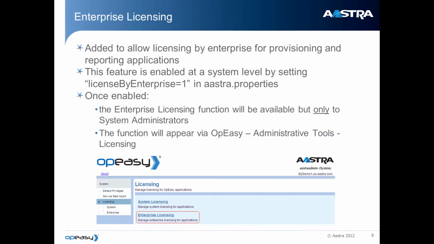Enterprise licensing. This is added to allow licensing by enterprise for provisioning and reporting applications. This feature is enabled at a system level by setting license by enterprise equal to a value of 1 within the astra.properties file. Once enabled, the enterprise license function will be available, but only to the system administrators. The function will appear via OpEasy Administrative Tools Licensing.